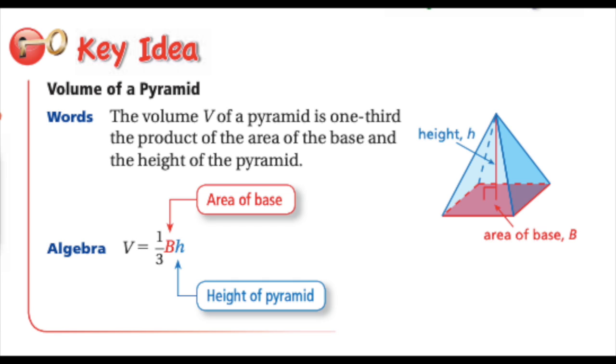So if you look at the screen, you can see, again in pink is the area of the base, and then you're going to multiply it by the height. And it's the height of the pyramid, not the slant height, if you remember back to when we were doing surface area. So the actual height of the pyramid. Let's look at how this comes to play in example 1.